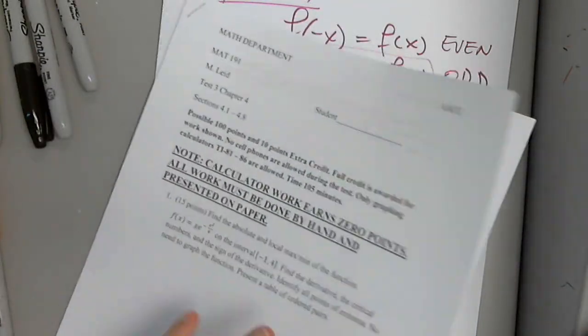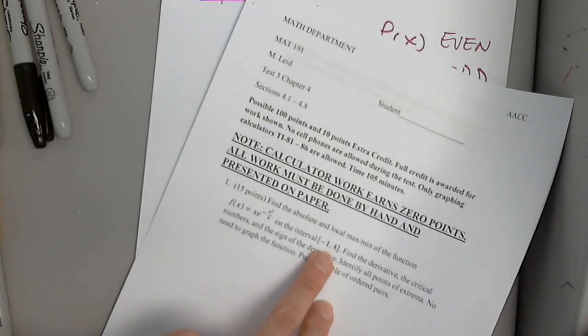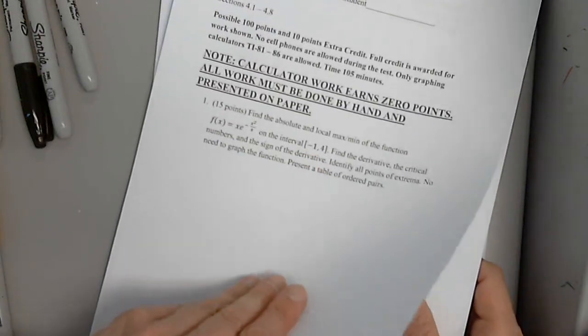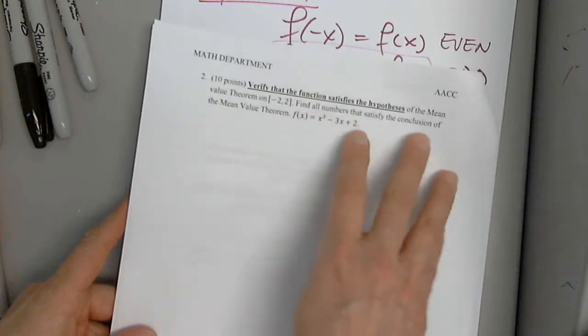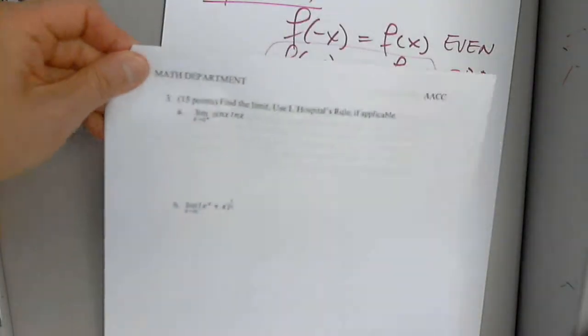We're starting with 3. So number 1 is very similar to what we covered in class, and it's just on the interval. You don't have to graph it. Just determine the max min. You don't have to find the second derivative, just the first derivative. I think that this is pretty straightforward. We can do that if we have time today.